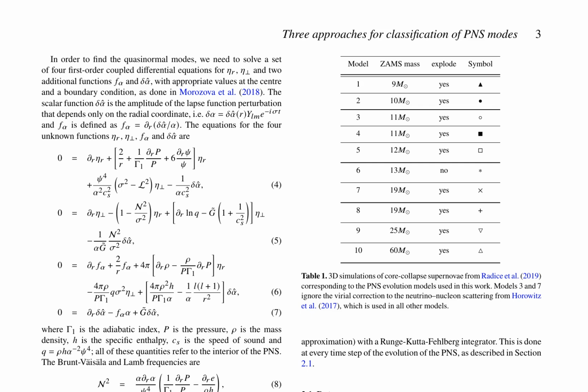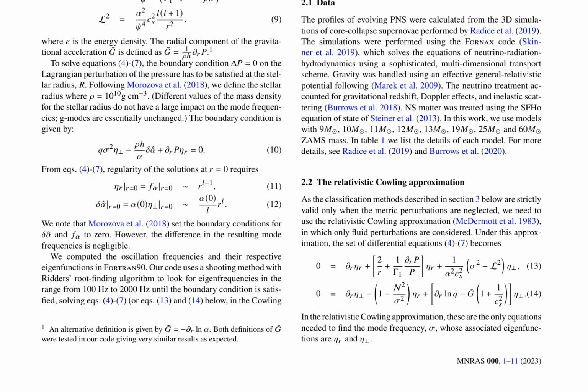The oscillation frequencies and their respective eigenfunctions are computed using a shooting method with Ritter's root-finding algorithm to solve a set of four first-order coupled differential equations for the fluid perturbations, in the relativistic Cowling approximation. These equations are solved at every time step of the PNS evolution.